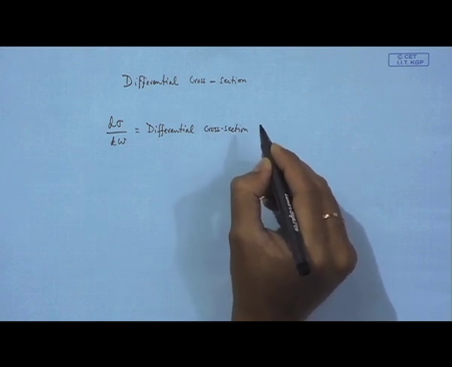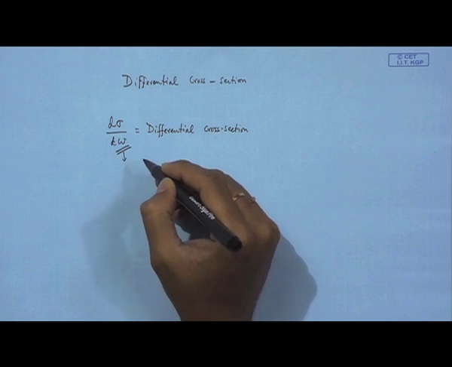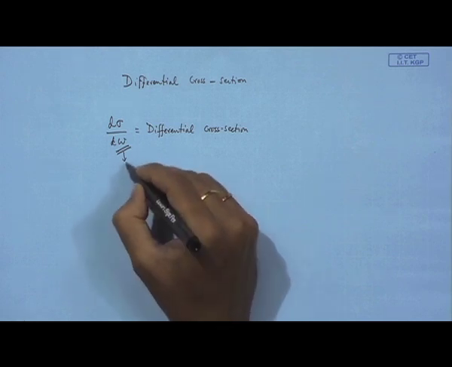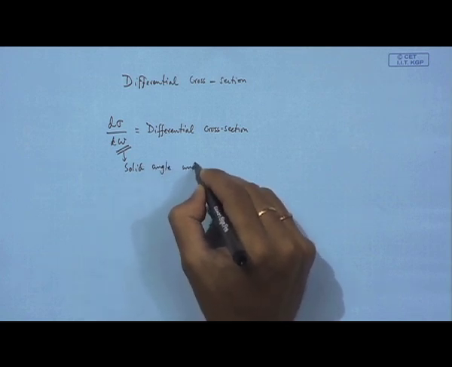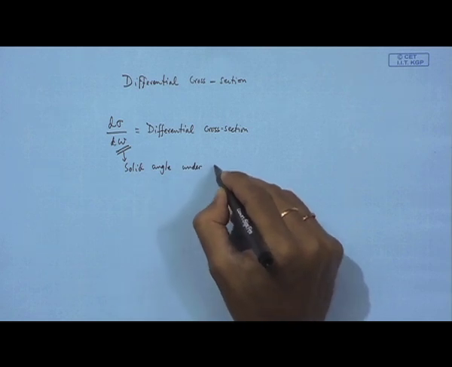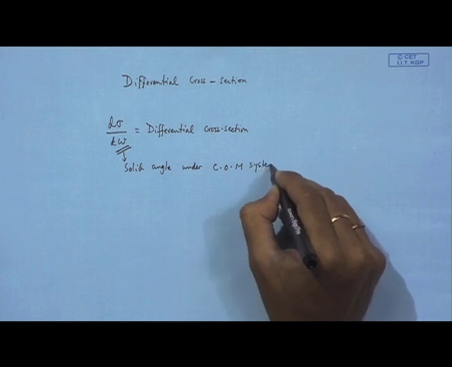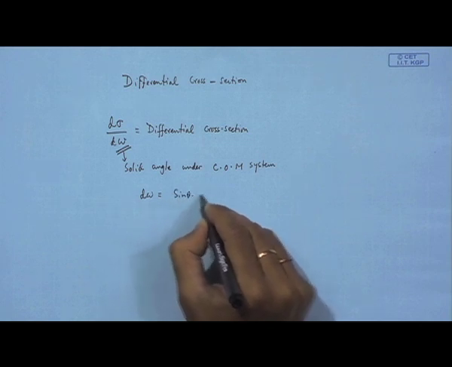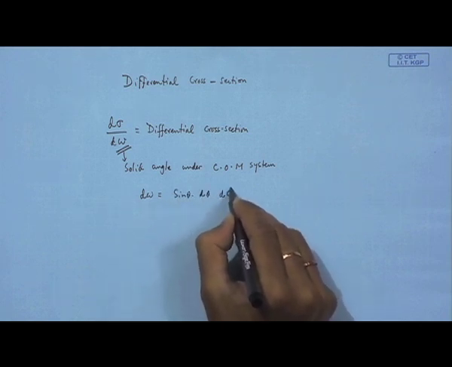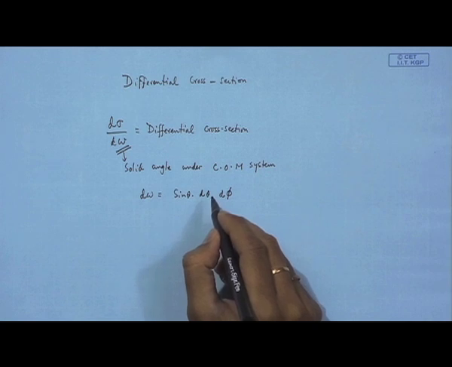Differential cross section. And this d omega represents the solid angle in the center of mass system, and this d omega is equal to sin theta d theta d phi. So this is the differential cross section.